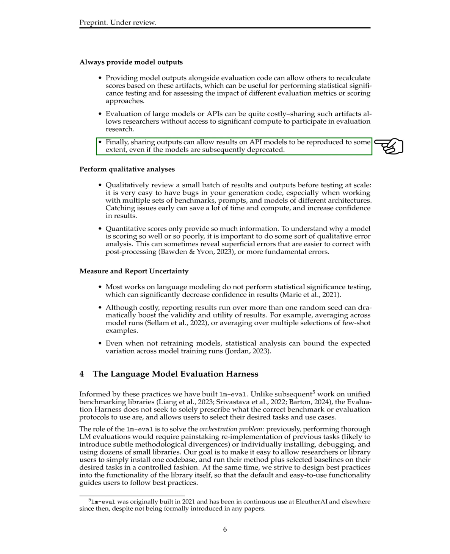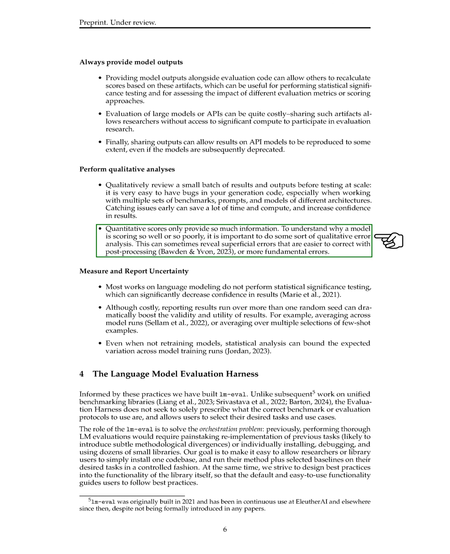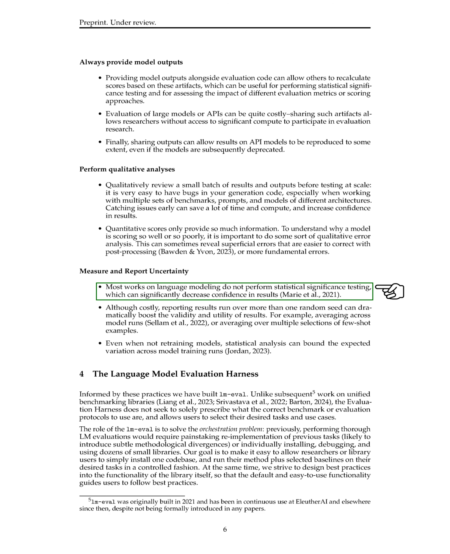Before conducting large-scale evaluations, it is advisable to perform qualitative analyses on a small set of results to identify and rectify any potential issues in the generation code. Qualitative error analysis is essential for understanding why a model performs well or poorly and can reveal errors that may require post-processing adjustments. It is uncommon for language modeling studies to include statistical significance testing, which can undermine result confidence.